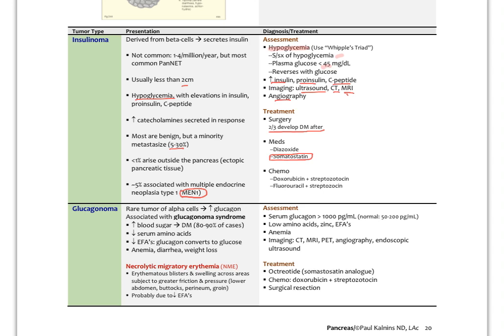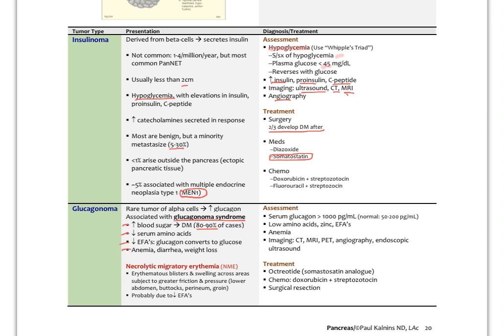The opposite would be a glucagonoma, even less common, but that would be a tumor of the alpha cells with increased glucagon. And that has what's called glucagonoma syndrome, which is increased blood sugar, so diabetes in up to 90% of cases, decreased serum amino acids, decreased essential fatty acids, because glucagon stimulates gluconeogenesis, so it's going to convert the breakdown of fatty acids, triglycerides, into glucose, and then anemia, diarrhea, weight loss.